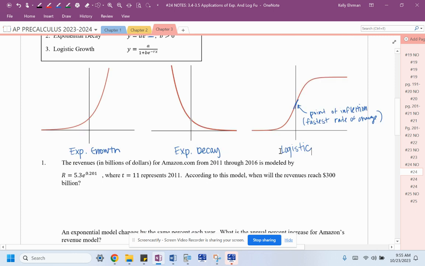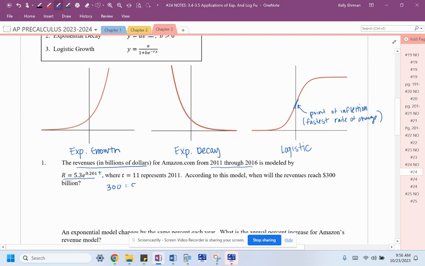All right, so the revenues in billions of dollars for Amazon.com from 2011 to 2016 is modeled by this. Again, there should be a T here. I think it printed strangely to this program, where t equals 11 represents 2011. According to this model, when will the revenues reach 300 billion? So this would be a calculator problem.